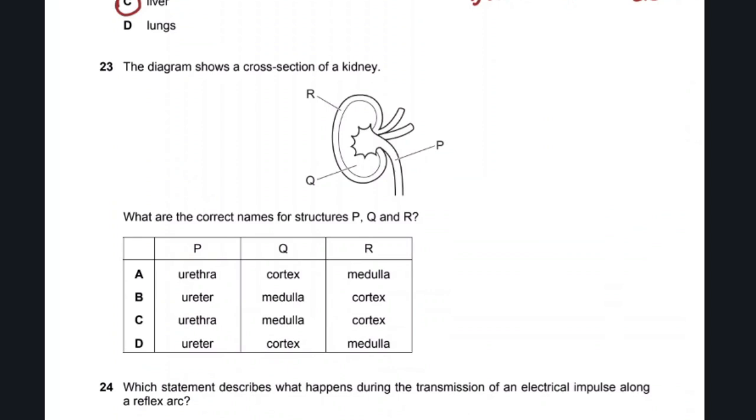The diagram shows the cross section of the kidney. What are the correct names for the structures P, Q, R? P is ureter, Q is medulla, and R is cortex. So the answer will be ureter, medulla, cortex. B is the right answer.